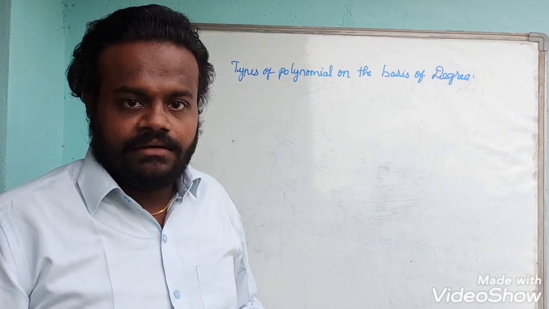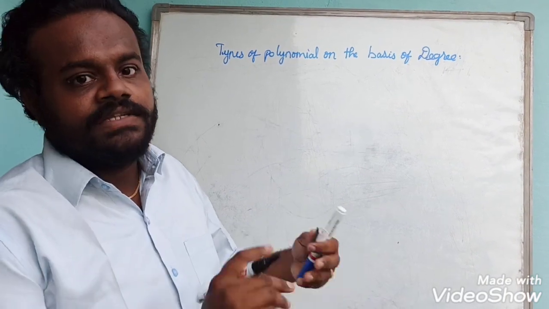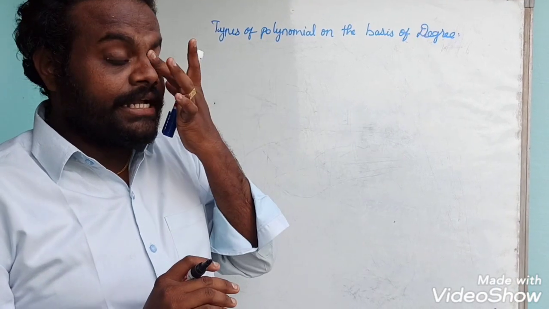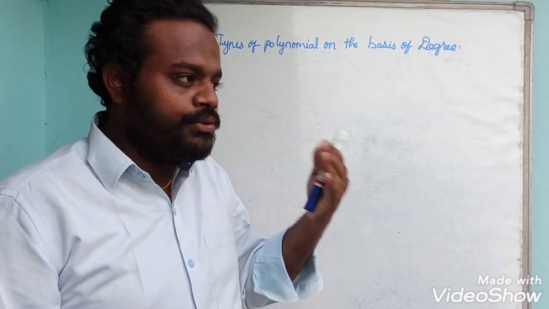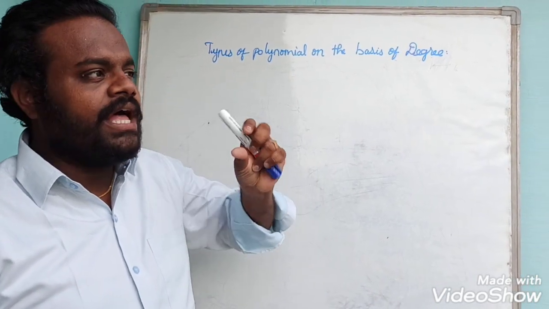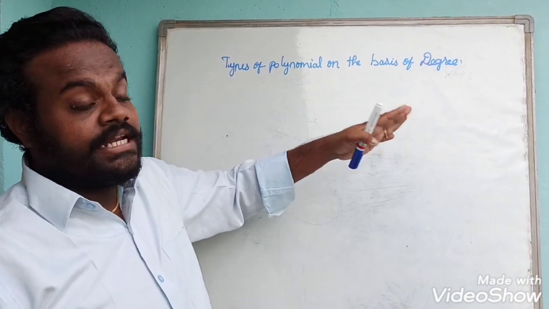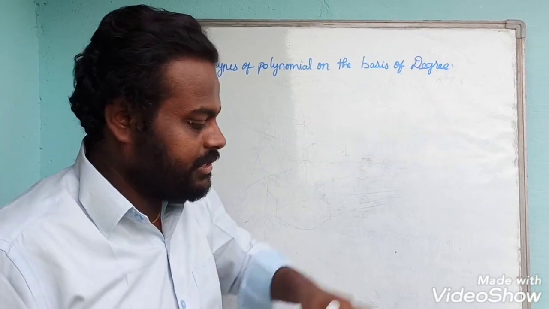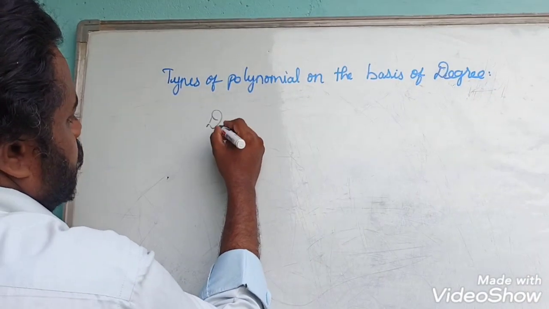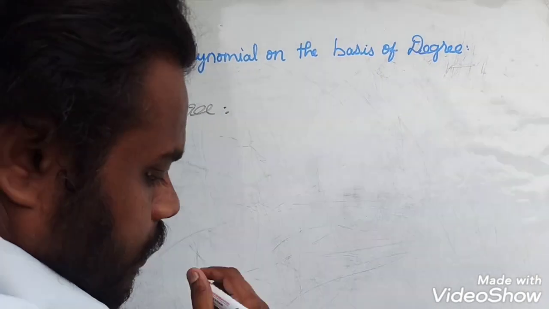Degree is nothing but, in an expression, the highest power in the expression; we say it is the degree of the polynomial. First we have to see what is the highest power the expression contains. It may be 2, it may be 3, it may be 5, whatever it is. We take that as the degree of that expression. So first we see the definition for degree. What is meant by degree?